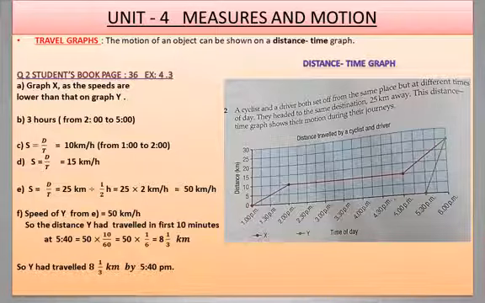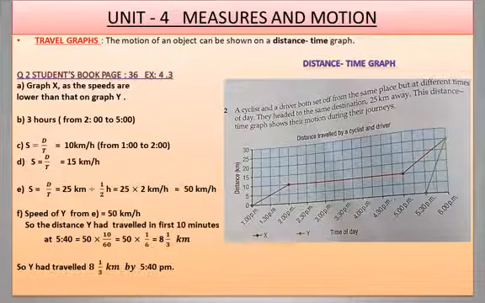Today we are going to discuss some more problems related to travel graphs and some problems from the workbook. I am going to explain question number 2 from your student book, page number 36, exercise 4.3. You can see the distance time graph shown in the slide. Here I will read the question.